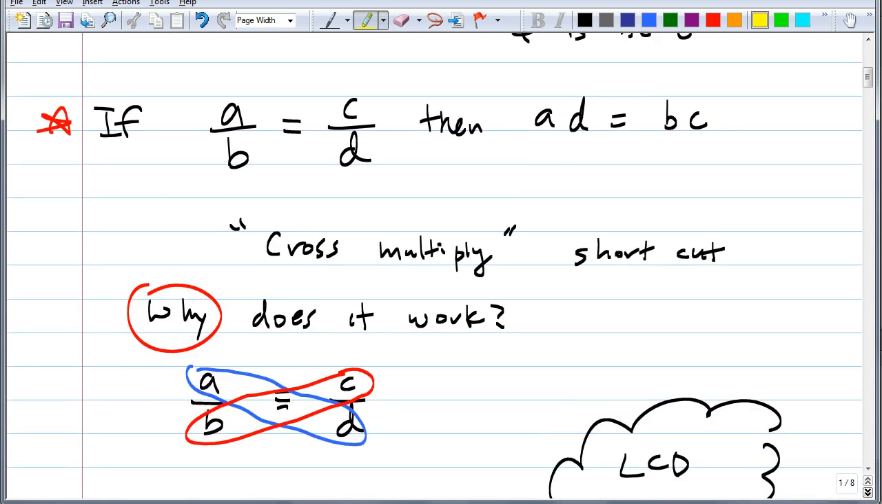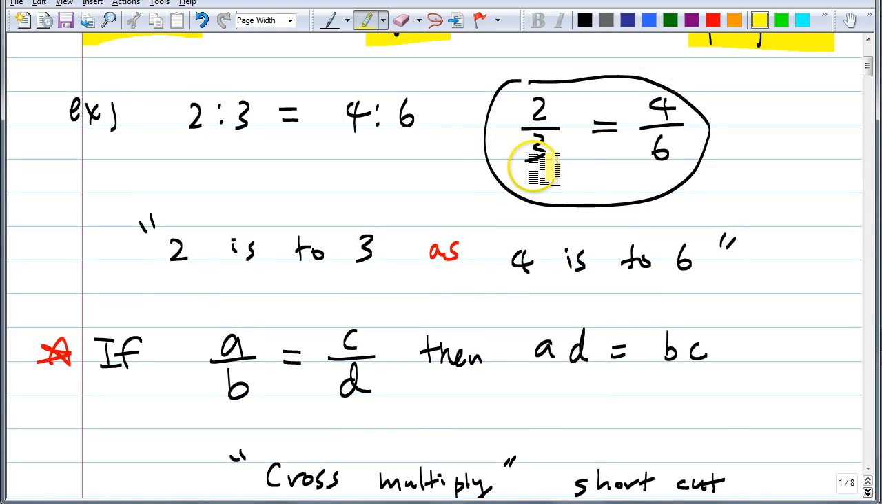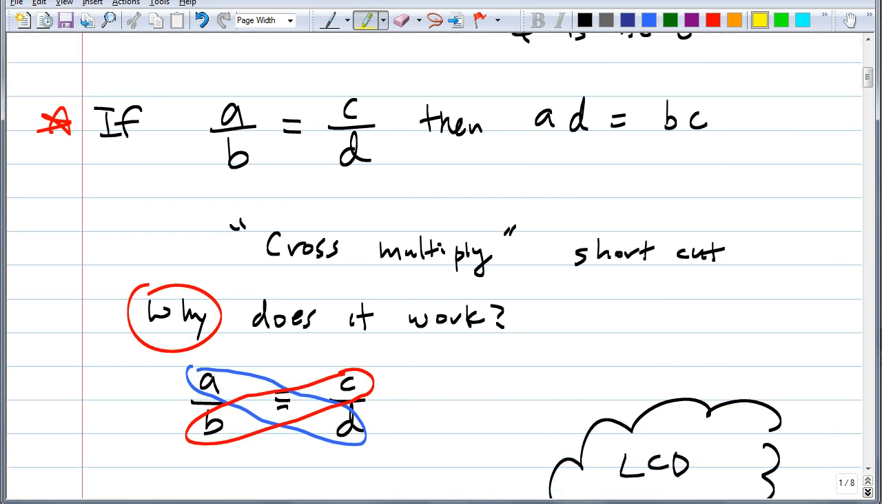What am I doing with the LCD? Sorry, I showed you. Because look at the first example. Look, 2/3 equal to 4/6. Let's see if it works. What is 2 times 6, guys? 12. What's 3 times 4? 12. You see, it's going to work every time. Why does this work? And you're right, it does have something to do with LCD. Well, how is that? Dana, what do you think?